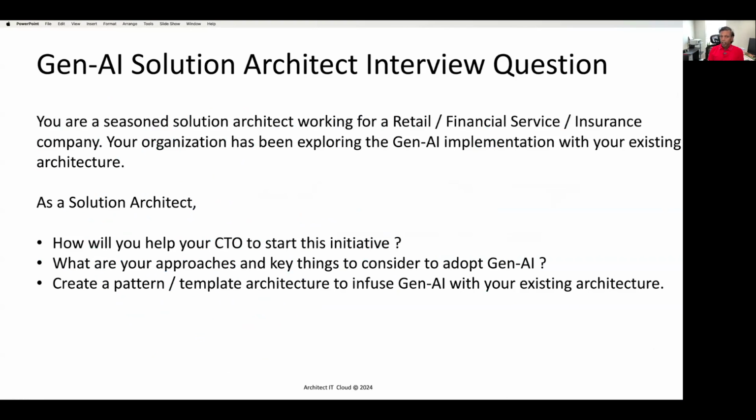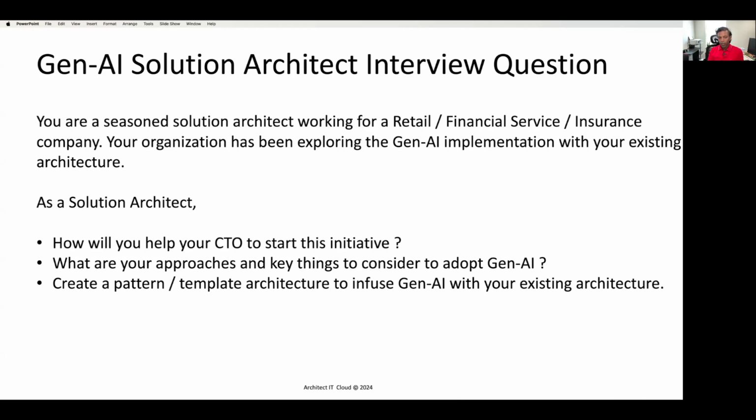You're a seasoned solution architect working for a retail or finance or insurance company, your organization has been exploring the generative AI implementation with your existing architecture. As a solution architect, how will you help your CTO to start this initiative? And what are all your approaches and key things to consider to adopt generative AI? Create a pattern or template architecture to infuse generative AI with your existing architecture.